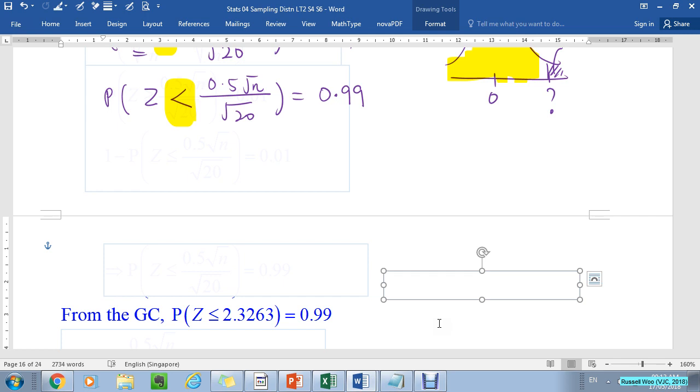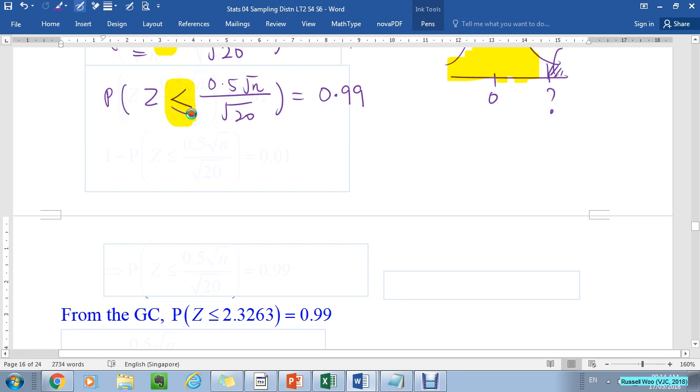Some of us, quite sharp, may realize that, how come I put smaller than here and then smaller or equal to here? Actually, you should add this one in. But it doesn't really matter. Whether you have an equal sign or not, it doesn't really matter for continuous random variable. But for consistency, just put it there.